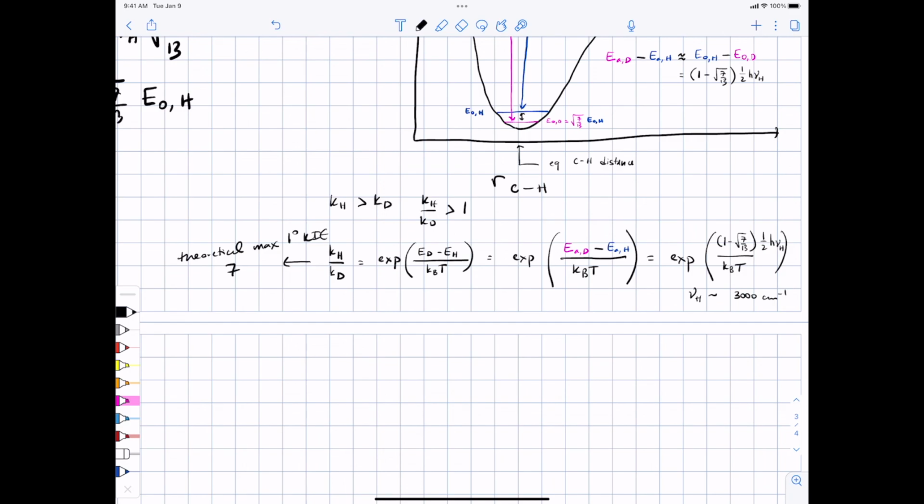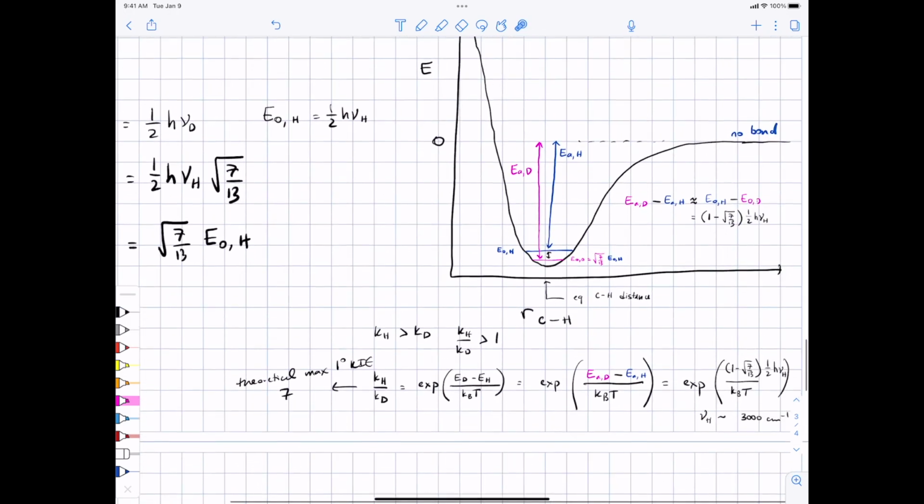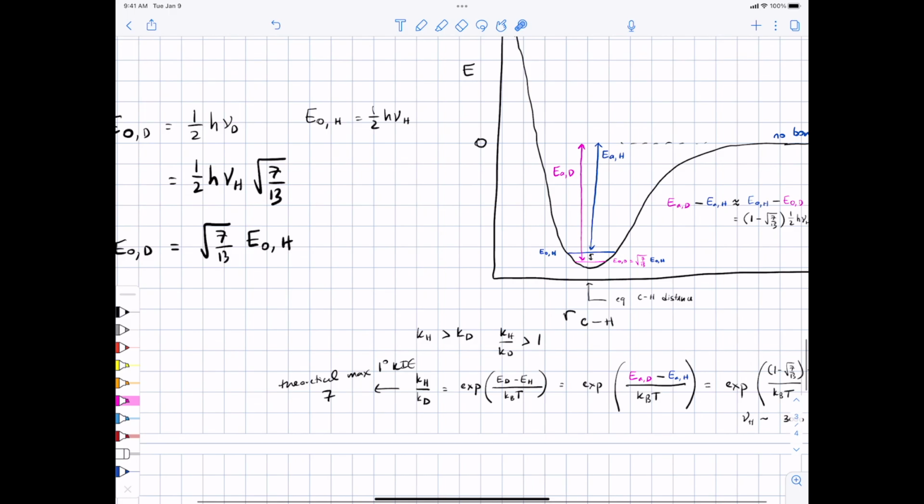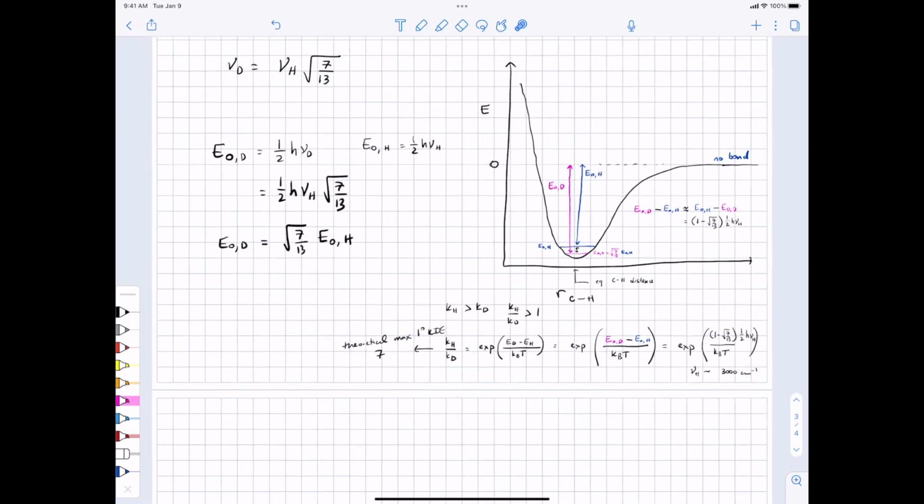Okay, so next time we'll talk in more detail about the origins of the kinetic isotope effect, and we'll actually consider differences in bond vibrations in the ground state versus the transition state, and we'll use that to rationalize where we might see kinetic isotope effects and where we won't.